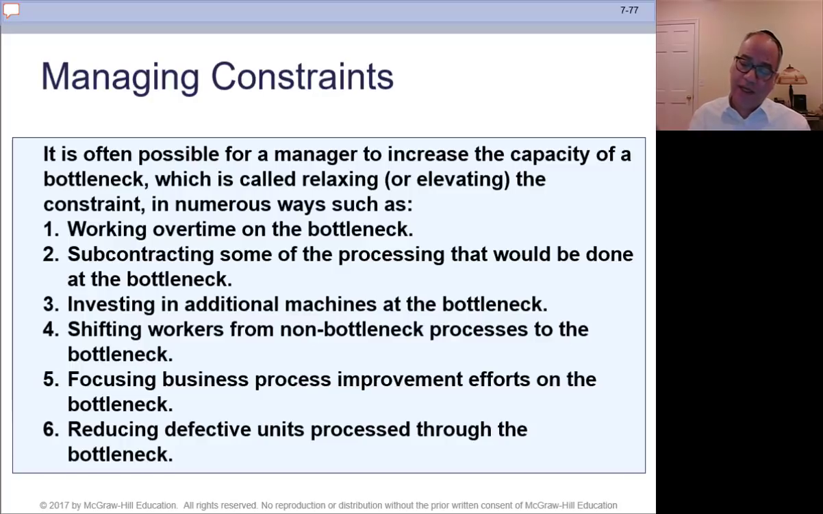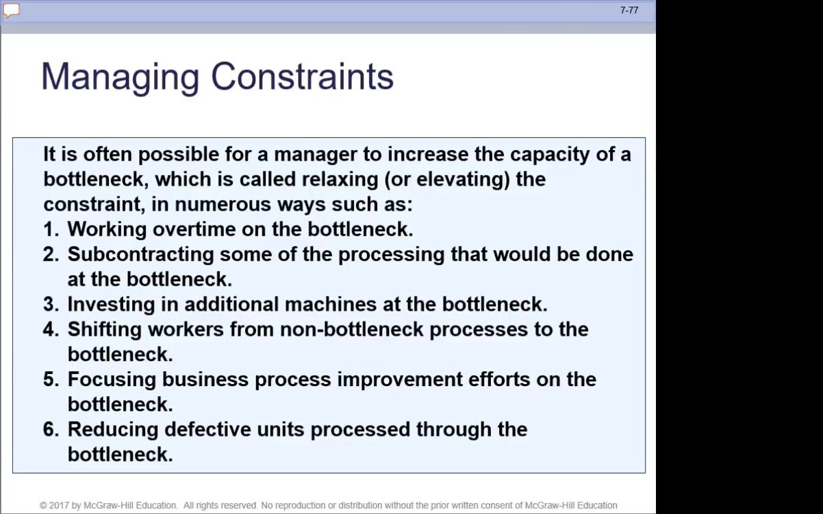So in a production process, and this doesn't just apply to production processes, it applies to service businesses too, you really want to focus on what your bottleneck is, understand it, and see what you can do to increase the capacity that's going to work its way through that bottleneck.